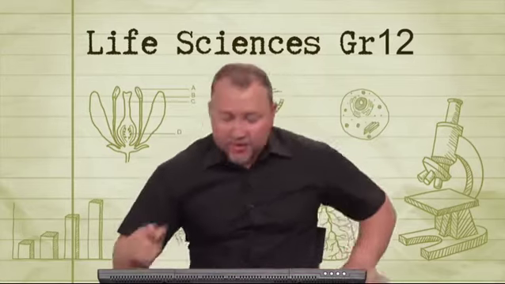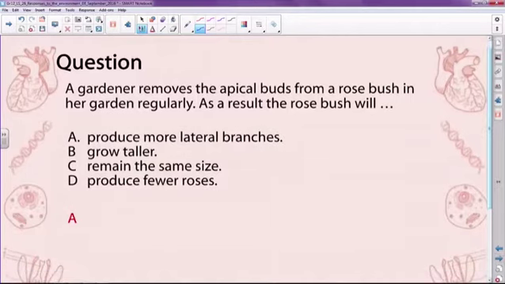I know you're sitting there saying, please, man, this is basic stuff. Okay, it is. Let's have a look. Same question, and there's your answer. It's definitely going to be A. Why? You had to choose one. First one, A, of course, was produce more lateral buds. B was grows taller. It can't grow taller.